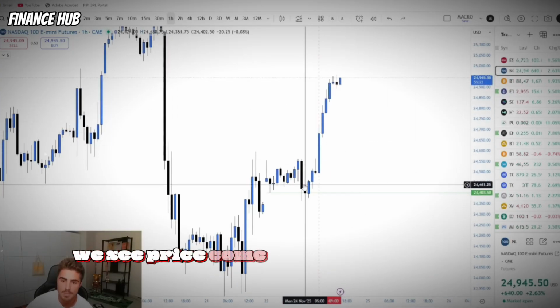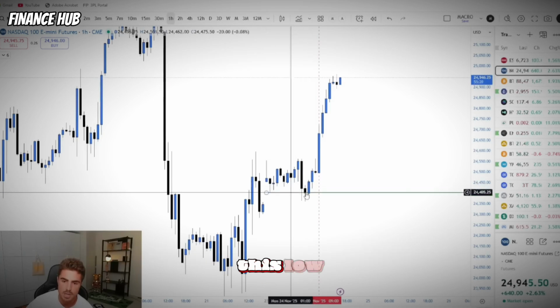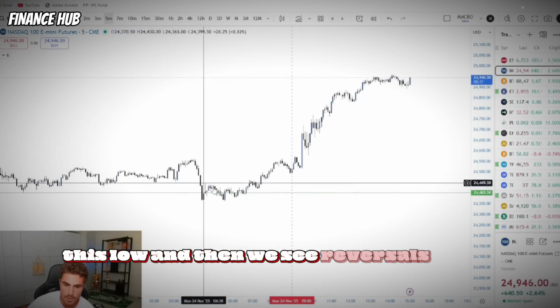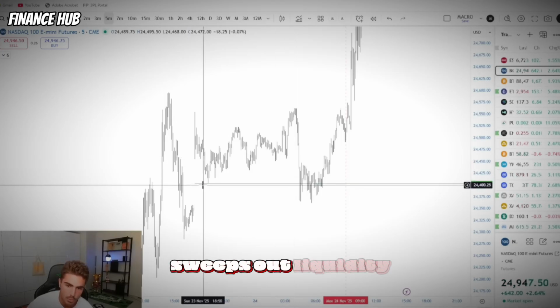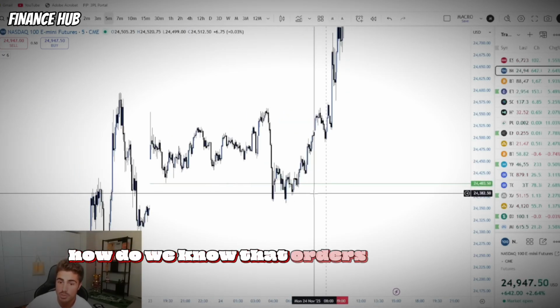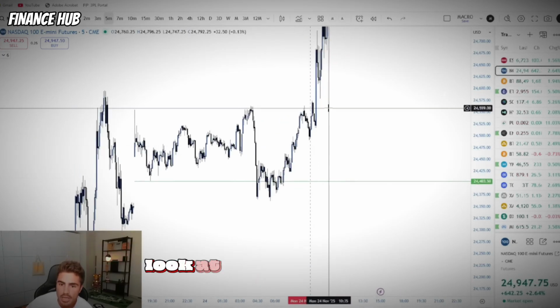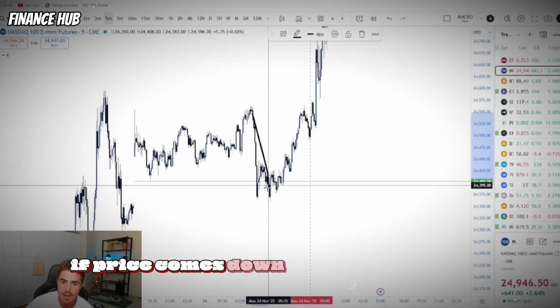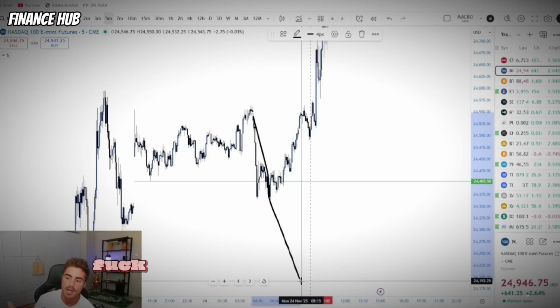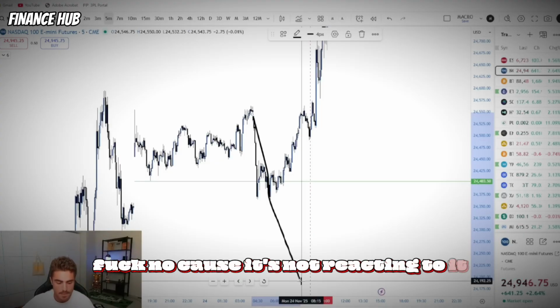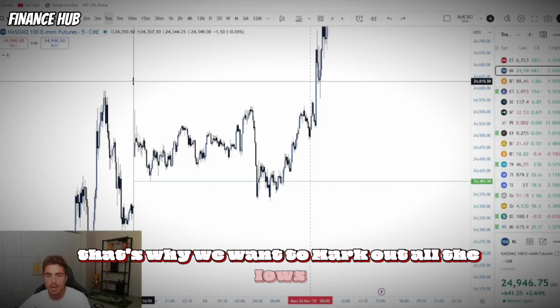We see price come down, sweep out this low, this low, this low, and then we see reversals off of it, right? Boom, price comes down, sweeps out liquidity. How do we know that orders were filled? Dude, look at the chart. If price comes down and takes out a low and keeps going down, is it a liquidity sweep? No, because it's not reacting to it. That's why we want to mark out all the lows and all the highs.